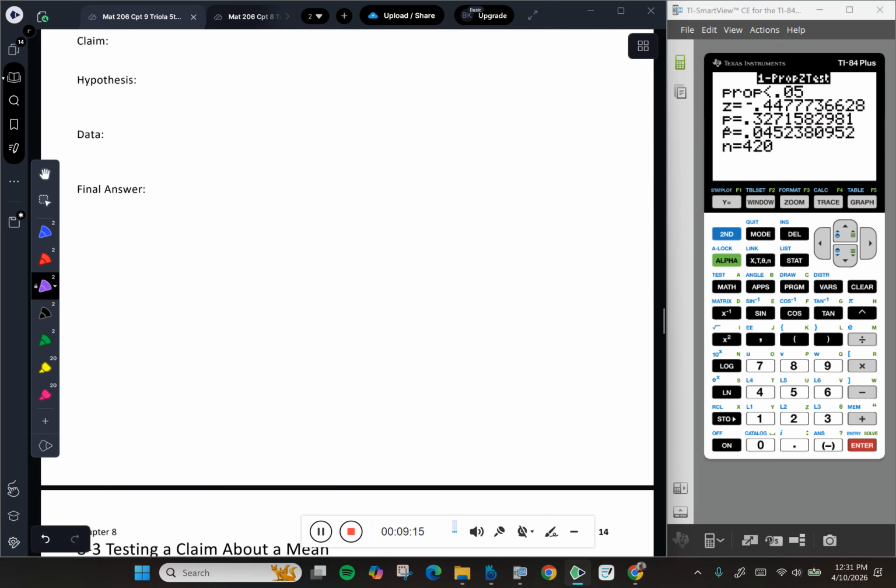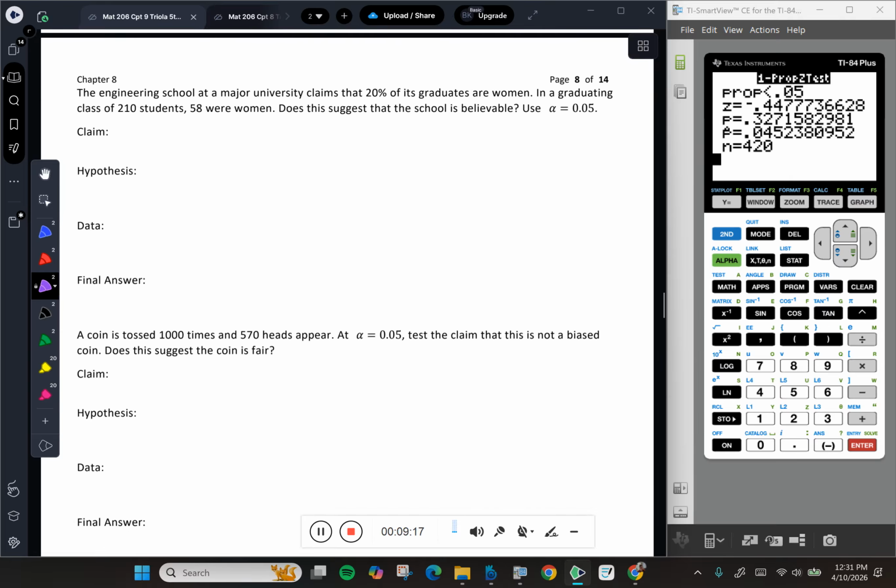We've got, what, 2 more examples and then we're done with this section. The engineering school at a major university claims that 20% of its graduates are women. All right, I read a claim. They have a claim that it's 20%. As a statement about a population proportion, that is a statement of equality that p is exactly 20%. Now, since that claim contains equal to, that makes the claim the null hypothesis. Our alternate would then be that it's not equal to 20%.